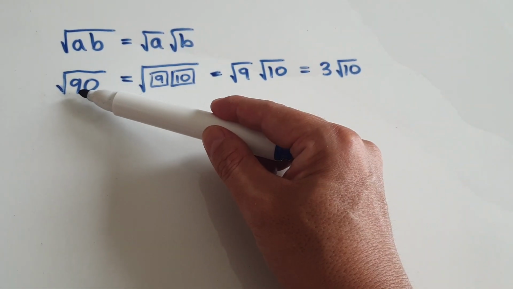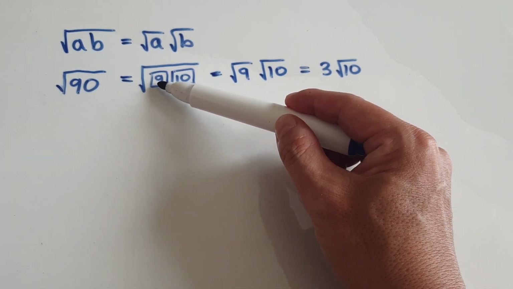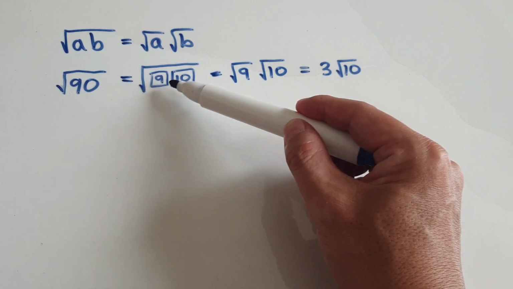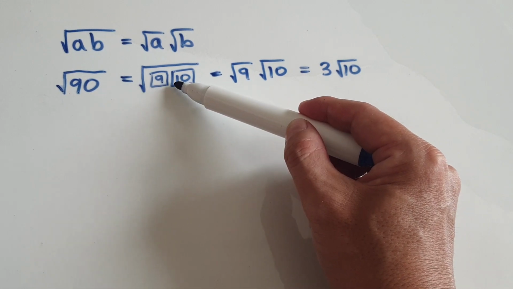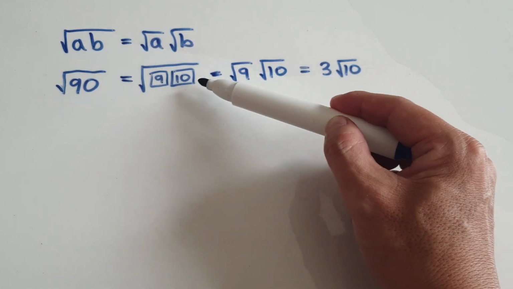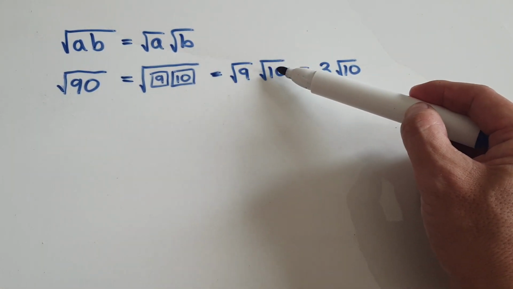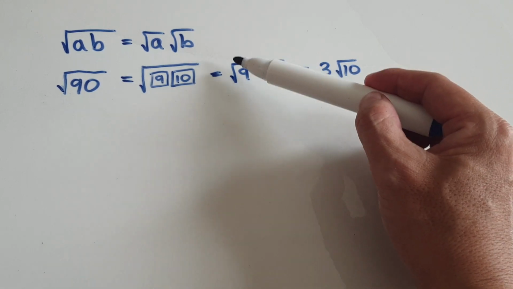So for example, what is the square root of 90? Well, break up the 90 as a 9 times a 10. So now you've got one block multiplying with another block. So that's this thing here, one block multiplying with another block. That's the same as you square rooting the first block, square rooting the second block, and then multiplying them together.